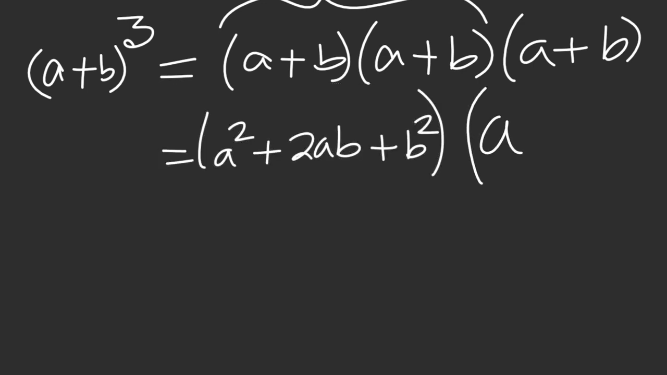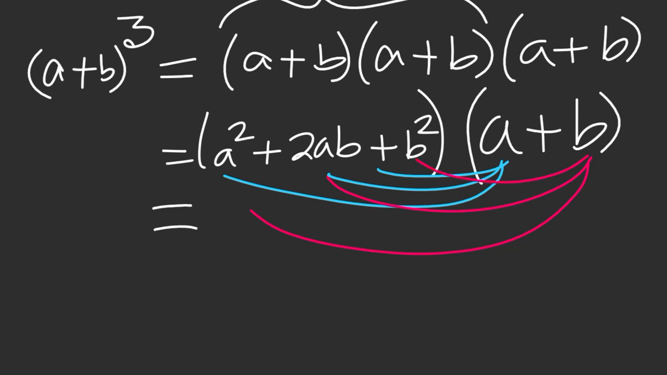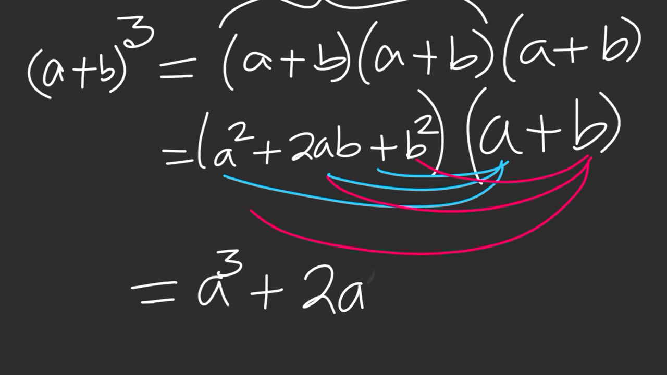and then multiply the third (a plus b). So we need to multiply the first term with all of them, each of them, right? And then we need to multiply this second term with each of them. So what result shall we get from this? We have a into a square, that would be a cube, then twice ab into a would give us twice a square b, a into b square would give us ab square.